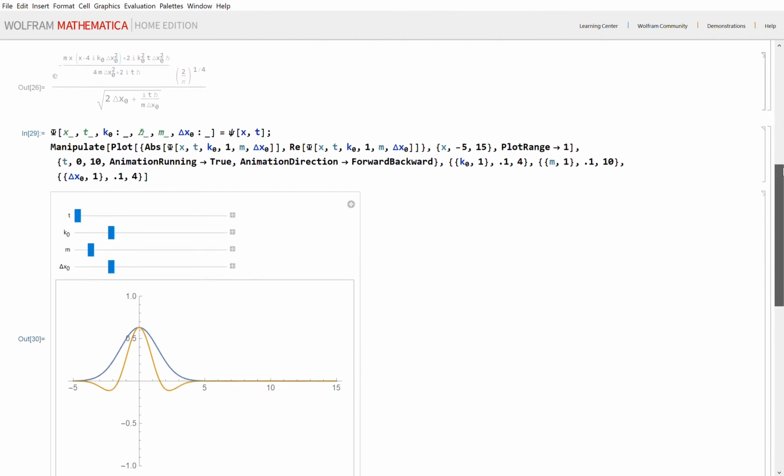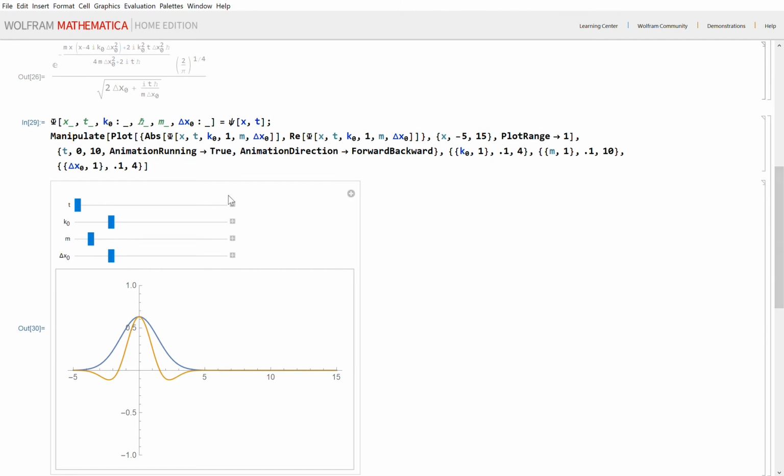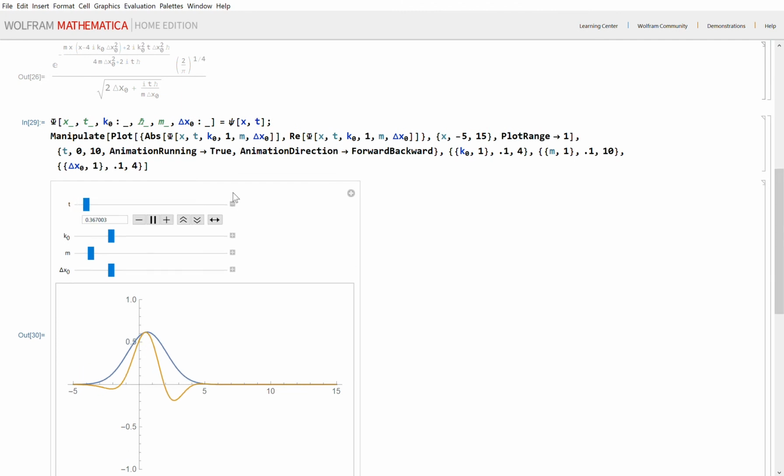Is it moving? Oh, I missed it. Come on. Oh, look at that. Cooking with gas. Oh, yeah, there we go. Increase our wave number. You see the frequency increases. That's actually right. We can decrease the mass, it actually gets faster. We increase the mass, it gets slower.